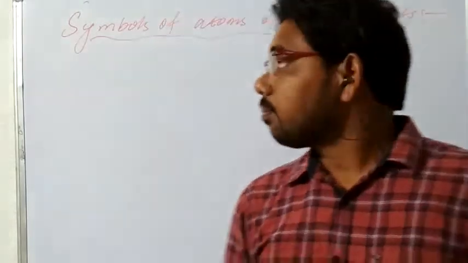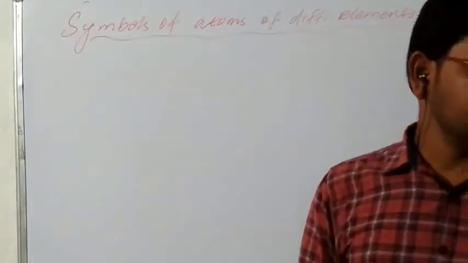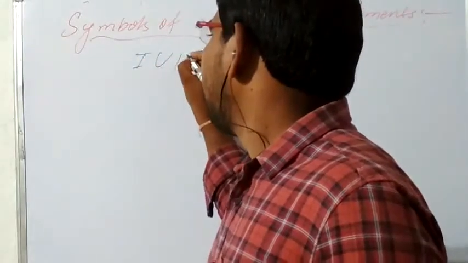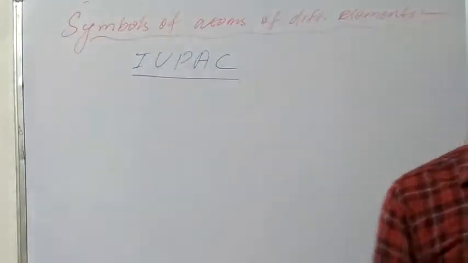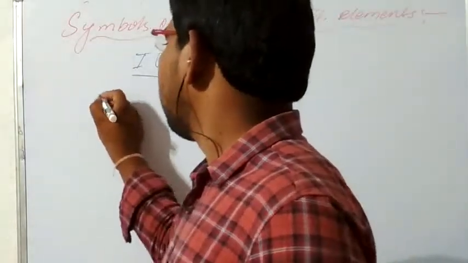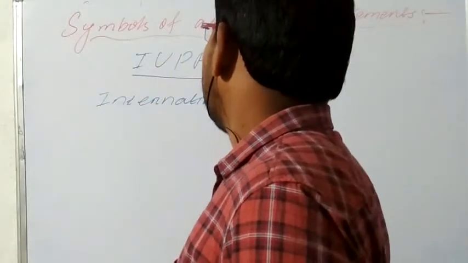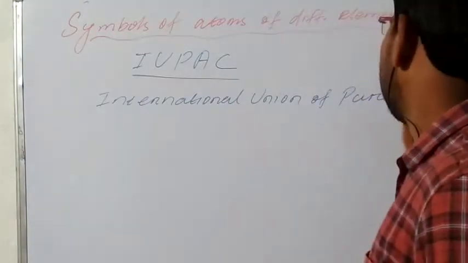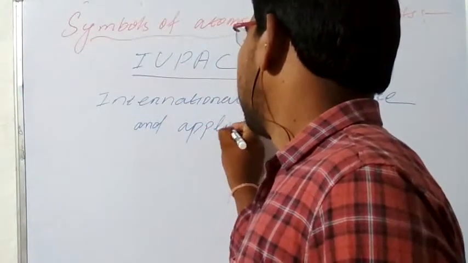Now scientists name elements according to IUPAC rules. What is IUPAC? It is an international scientific organization. IUPAC means International Union of Pure and Applied Chemistry.